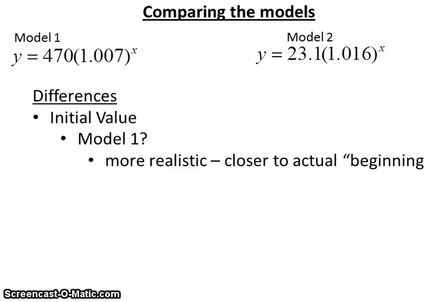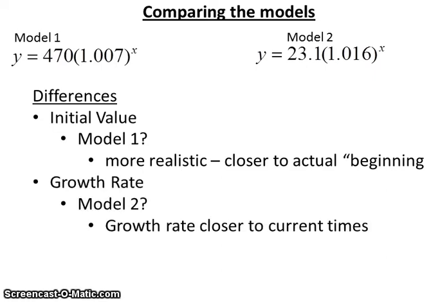Which one's better? This is a little subjective. You could say Model 1 is better because it's closer to the beginnings of when people started to immigrate out west. Again, that's subjective. The growth rate is ginormously different, 0.7% versus 1.6%. Which one's a better one? Well, you might argue Model 2 because it's closer to the modern era of growth rates, whereas back in the 1600s, that growth rate was very small and not sustained. Again, it's subjective. You can make arguments for or against each.